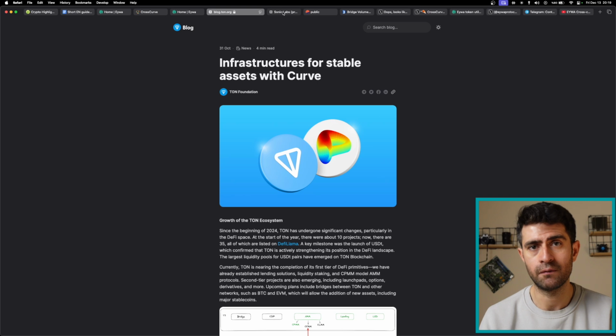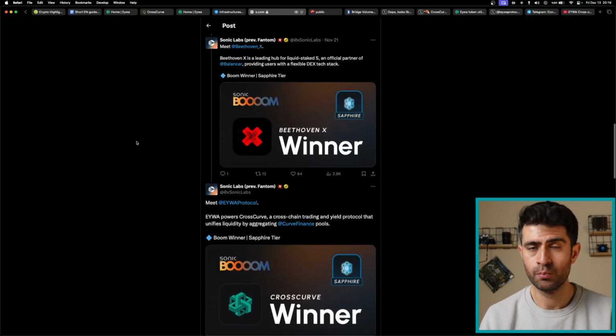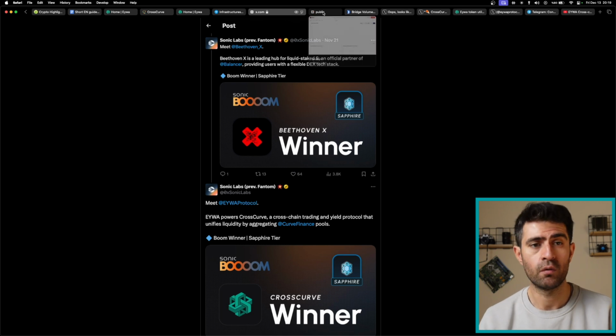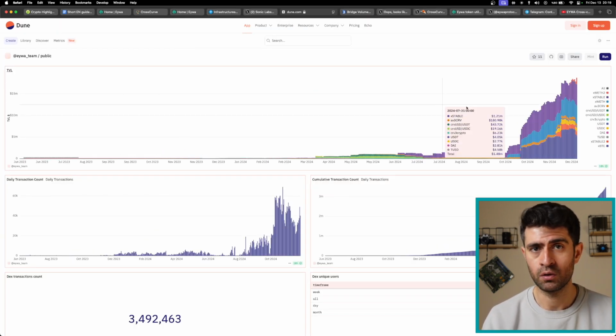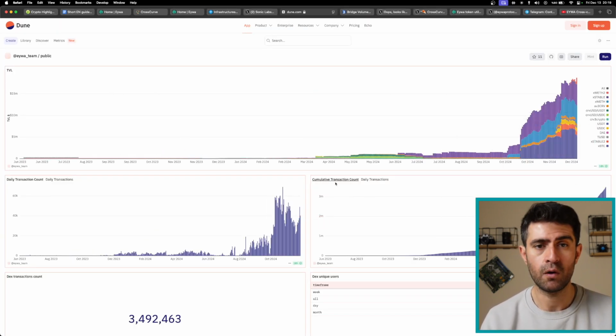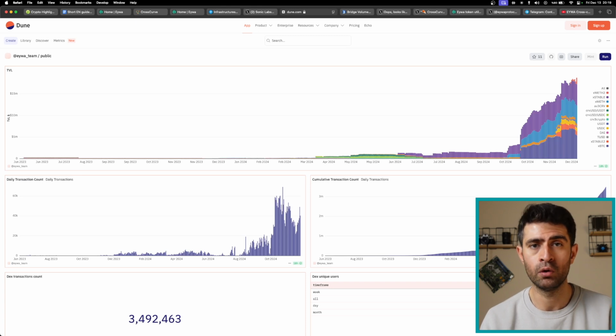EYWA's inclusion in the Sonic Boom program, at the Sapphire tier, underscores its credibility and potential. The program provides grants and strategic support to accelerate EYWA's growth. Some performance metrics: over 3.5 million transactions on DEXs, cumulative trading volume exceeding $1.85 billion, and TVL surpassing $18 million, making it a top 10 bridge by monthly volume on DeFi Llama.